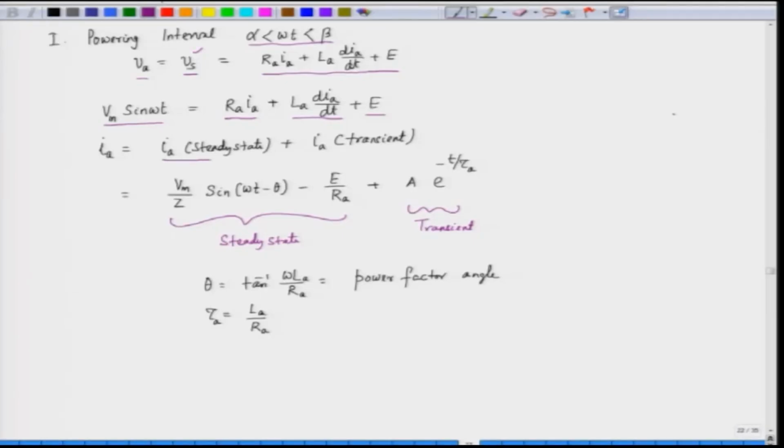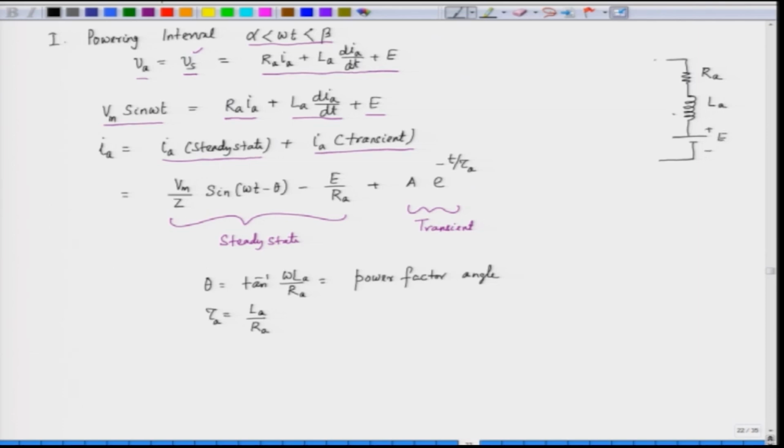One is a steady state component, the other is a transient component. So, the solution of this equation has a steady state component and also a transient component. The steady state component has these two terms, Vm by Z sin(omega t minus theta), because we have a circuit which has an armature resistance, inductance and a back EMF.